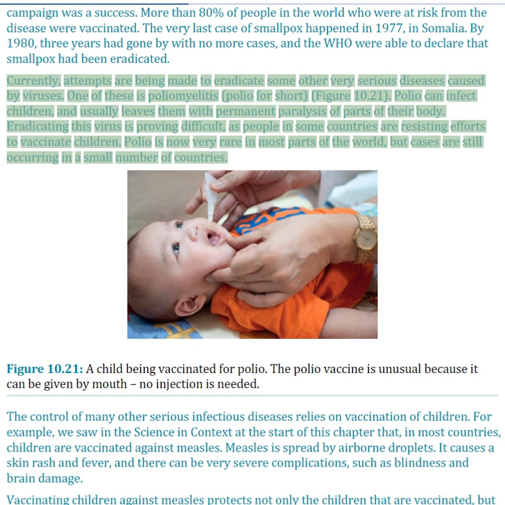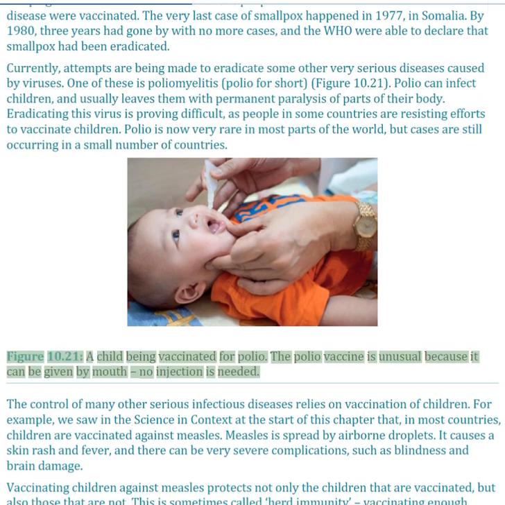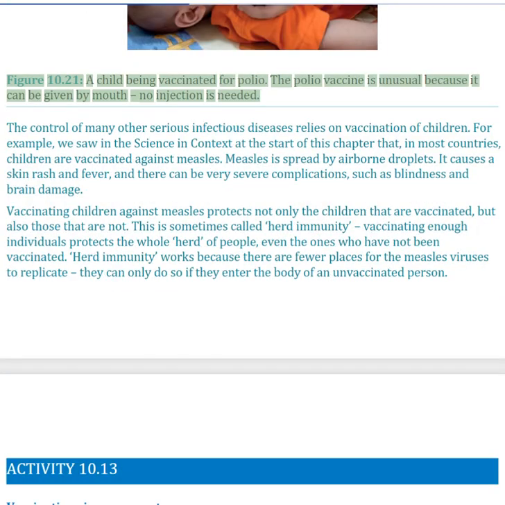Currently, attempts are being made to eradicate some other very serious diseases caused by viruses. One of these is poliomyelitis. Polio can infect children, and usually leaves them with permanent paralysis of parts of their body. Eradicating this virus is proving difficult, as people in some countries are resisting efforts to vaccinate children. Polio is now very rare in most parts of the world, but cases are still occurring in a small number of countries. Figure 10.21. A child being vaccinated for polio.